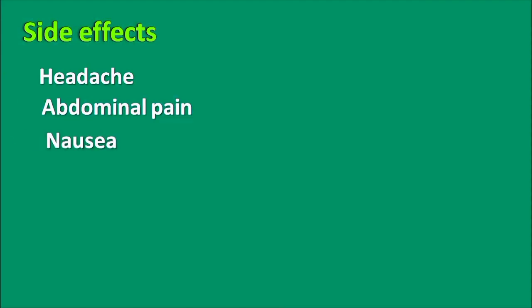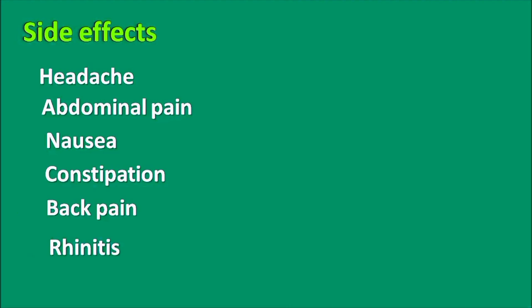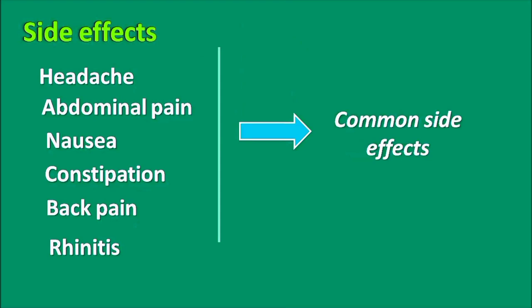It can produce nausea, constipation, and some back pain is also observed with Fenofibrate, and some rhinitis-like symptoms can also be observed with this drug. So all these are the common side effects that are observed with Fenofibrate and observed in most of the patients. But apart from these side effects, we can observe other important side effects on a few of the organs.